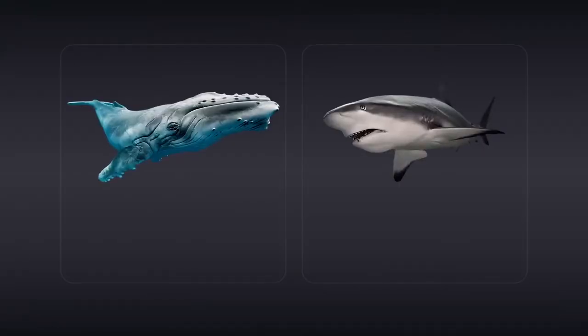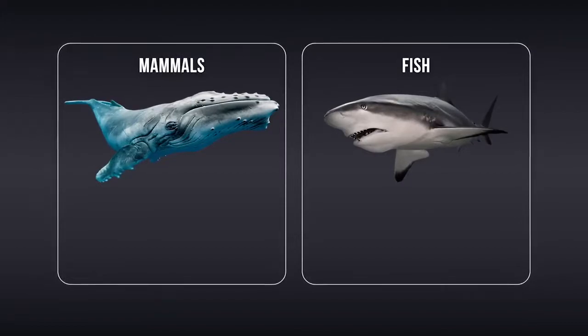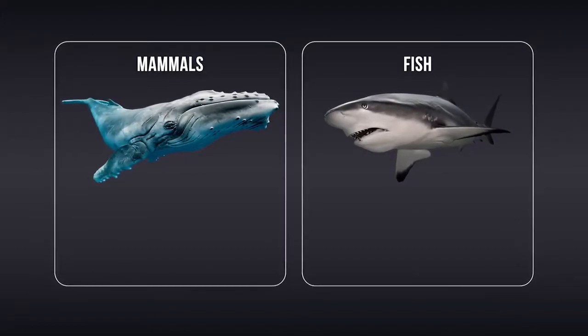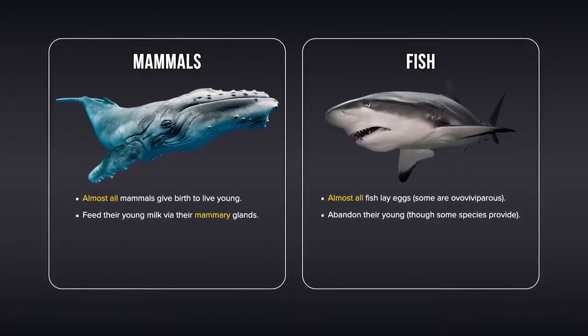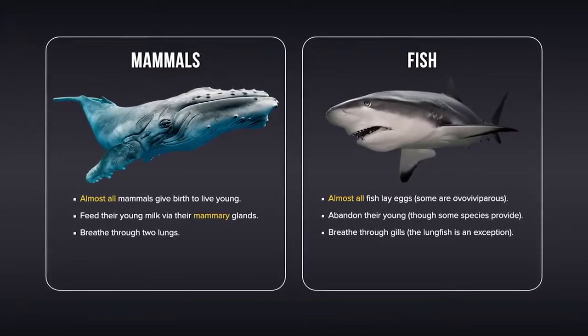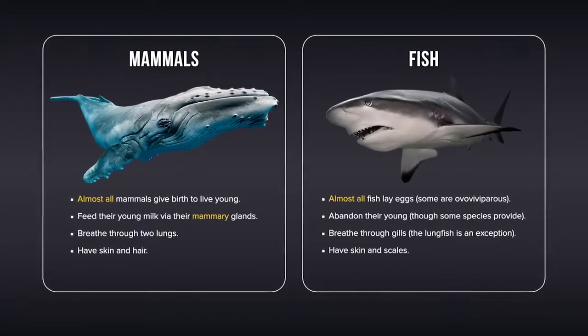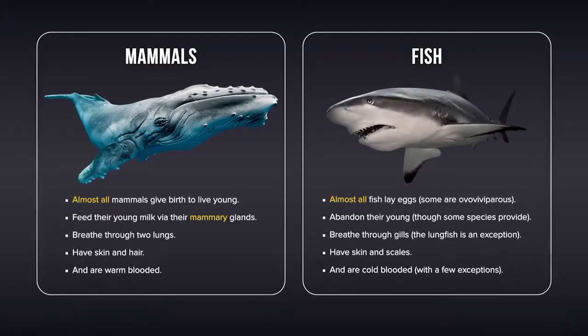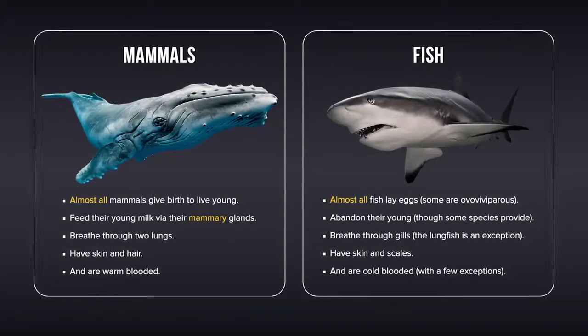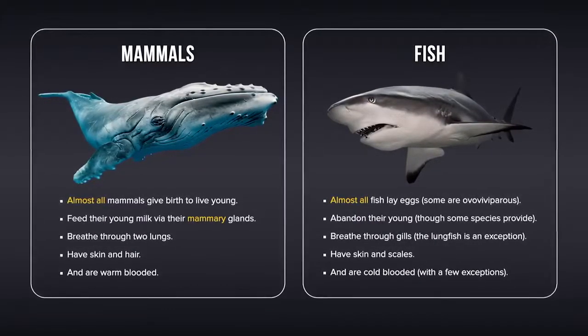Well, the first two lines of evidence that I'm going to present both come from the comparative anatomy of whales to land mammals. We've long known that despite whales looking like fish, they're mammals, because just like mammals and unlike fish, they give birth to live young, feed their young milk via their mammary glands, breathe through two lungs rather than gills, have skin and hair rather than skin and scales, and they're warm-blooded. Now this alone strongly implies that they share a common ancestor with land mammals.